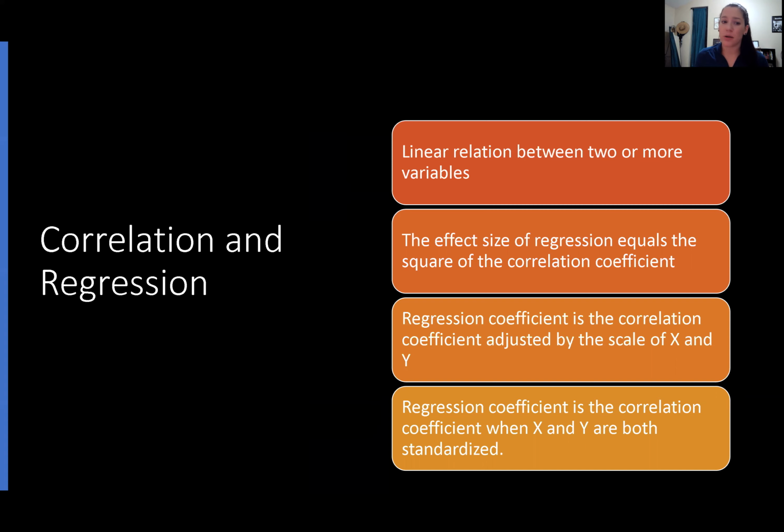So you might be thinking, okay, we talked about correlation, we talked about regression. Why am I not including correlation as part of this general linear model? Both of them are talking about a linear relationship between two or more variables, and they're highly related, right? Remember we talked about the effect size of regression equals the square of the correlation coefficient when you're just talking about two variables. But the regression coefficient is the correlation coefficient, adjusted by the scale of X and Y. So that's something to think about.